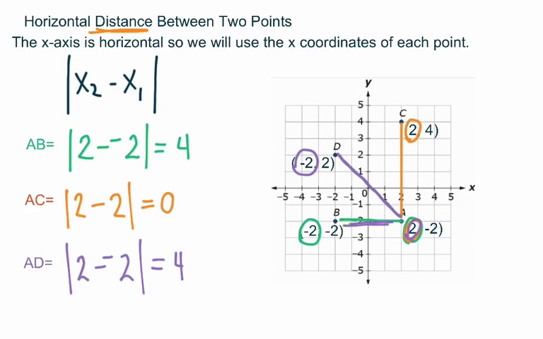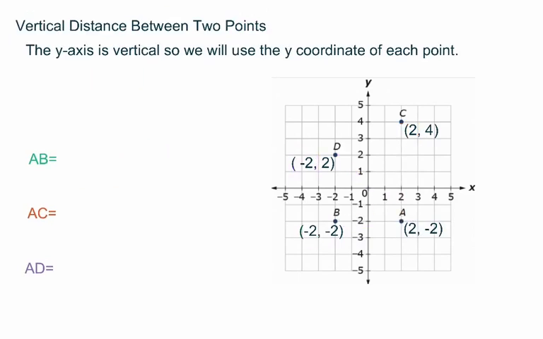Let's talk about vertical distance. Remember, distance is always positive, so because the y-axis is vertical, we're going to use the y-coordinate of each point this time. Same thing, absolute value, but this time we're going to have y2 minus y1. The first one we're going to do is vertical.